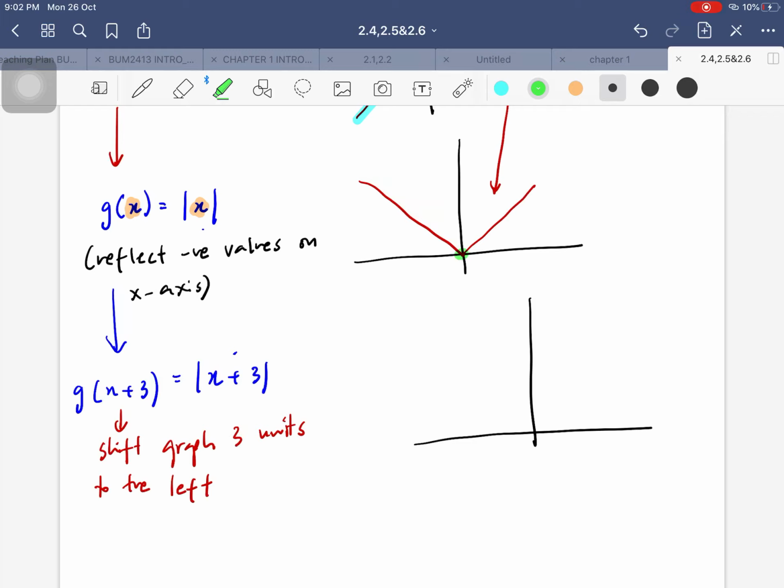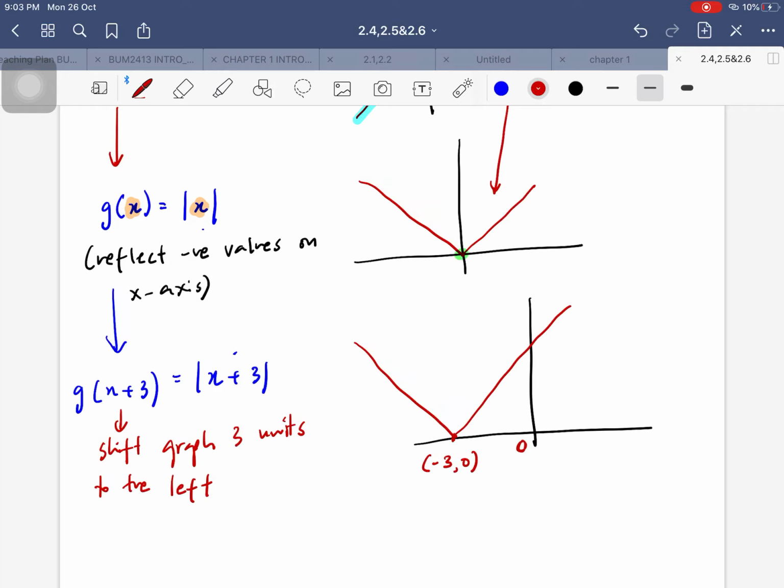So let's capture the important points. What are the important points on the graph here? I think that important point is going to be here, the fact that it goes through 0, 0. Now that we shift the graph 3 units to the left, that turning point is no longer going to be at 0, 0, but it's going to be somewhere over here, which is going to be -3, 0. So therefore the graph is going to look like this.